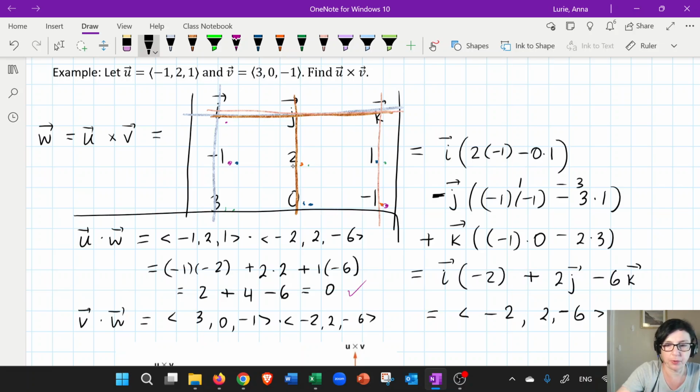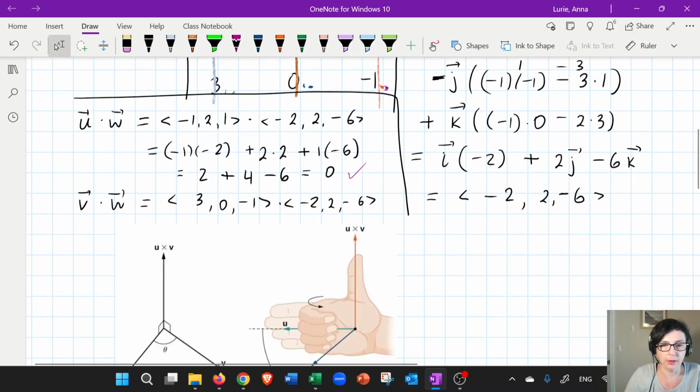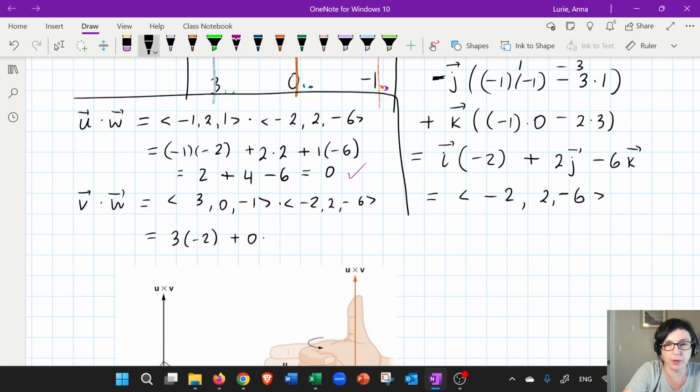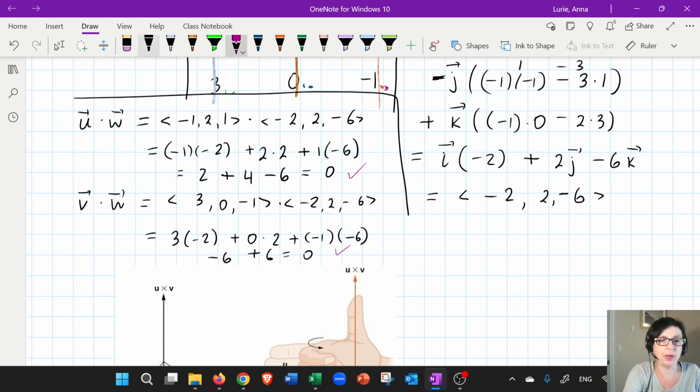Let me separate this here. Also, let me move the graph a little bit below. So then what will happen? I get 3 multiplied by -2 plus 0 multiplied by 2 plus -1 multiplied by -6. So this would be -6 plus 6, and that's 0. Okay, so I check. What that tells me is that this answer is correct.